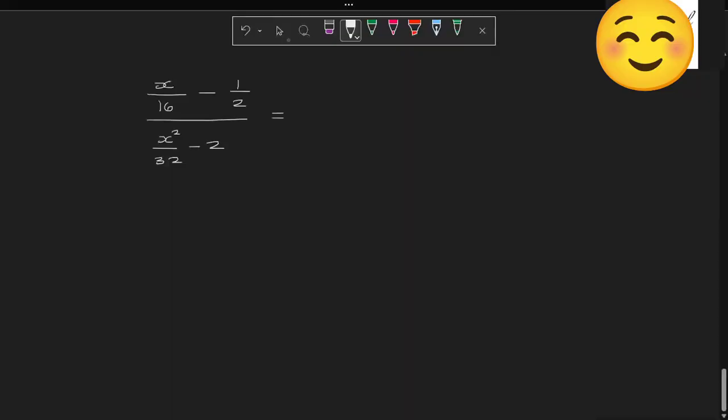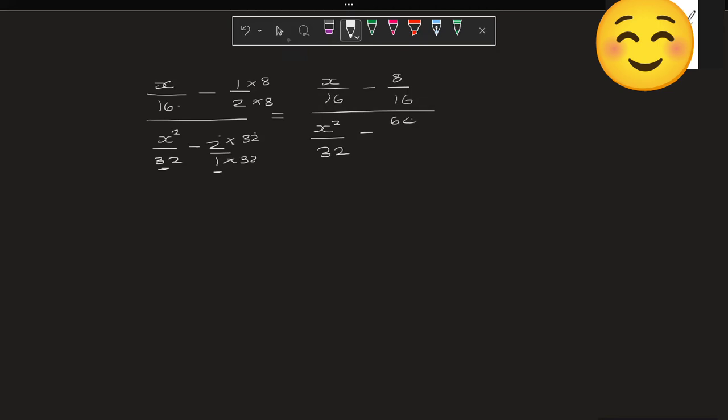So let's start with the top first. What do we do? We have to make the denominators the same here. So we're going to multiply this by 8, multiply that by 8, and then we're going to have x over 16 minus 8 over 16. Then we move to the bottom. Put this over 1. So we have to make this denominator and that denominator the same. So we multiply this by 32, multiply that by 32. So what we're going to have, we're going to have x squared minus 32 minus 2 times 32 is what?